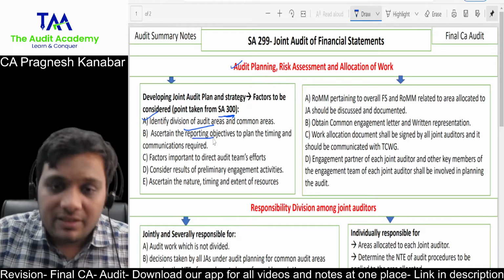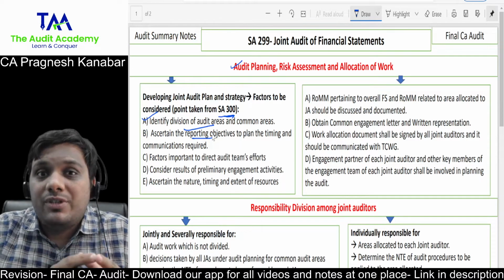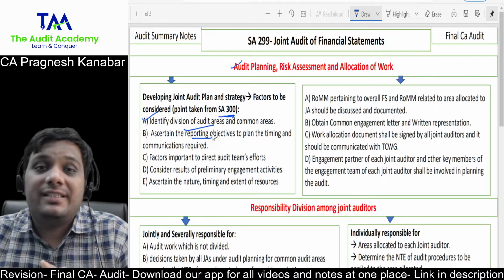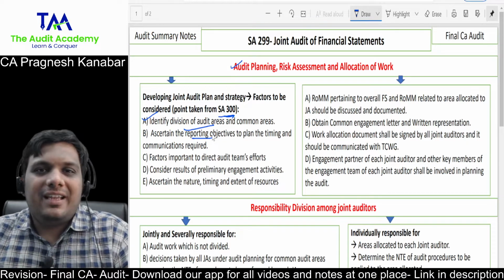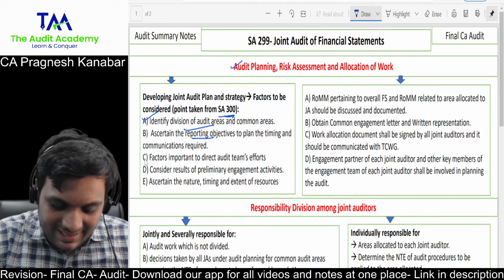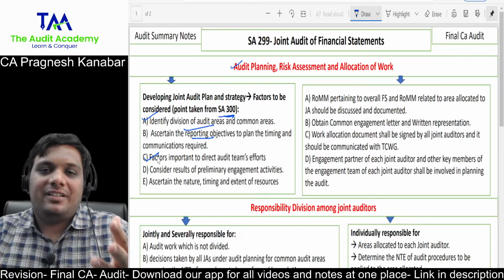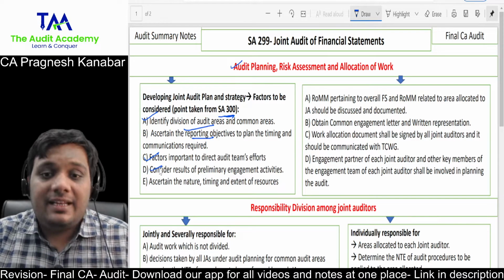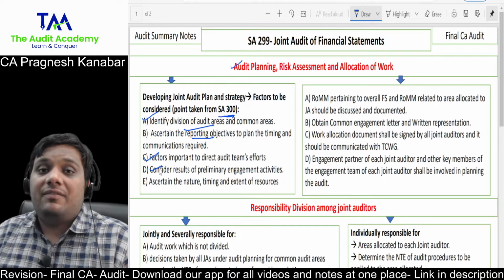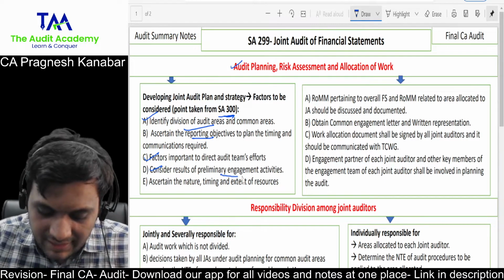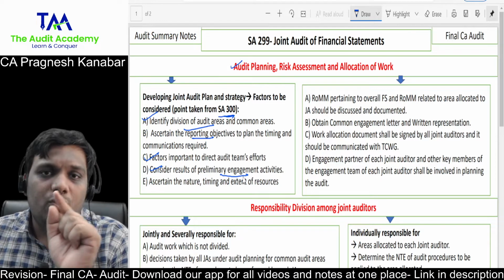All right, then they need to find out what could be the reporting objectives over here, what will be the reporting responsibilities. Accordingly they need to plan their timing and communication and stuff. Then, what are the important factors to direct their joint audit team? So there will be separate teams for the joint auditors. And then consider the results of preliminary engagement activities. But what are preliminary engagement activities? That is discussed in SA 300. I'll just give you one line brief.